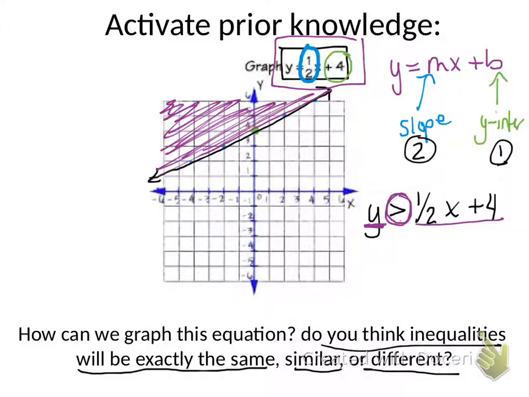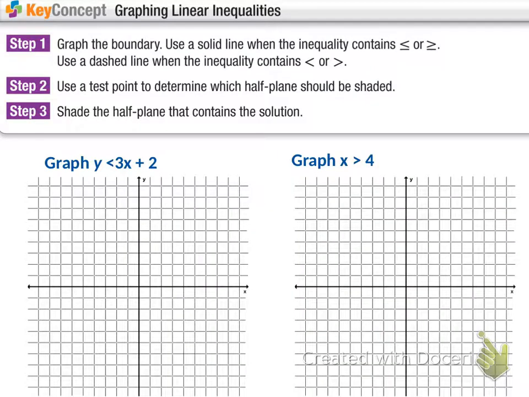All right, so let's do a real example. There's actually one other thing that you have to take into consideration, and that has to do with the boundary. You're going to use a solid line when the inequality contains an equal sign. That's just like when we fill in the dot when we're graphing it, okay? And you're going to use a dashed line when the inequality contains less than or greater than without the equal sign. So let's try one.